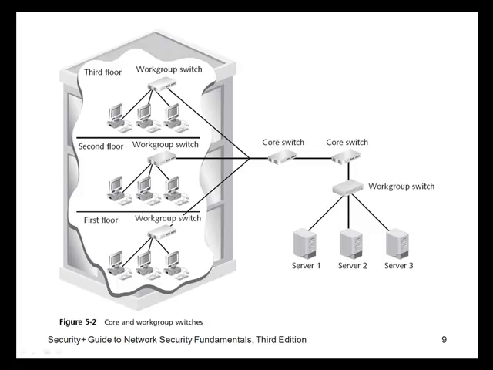Yeah, but if we had server 1 on VLAN 1, and we had 2 machines on the first floor in VLAN 1, and 1 machine on the second floor in VLAN 1, and all 3 machines on the third floor in VLAN 1, then they would be communicating with server 1, not server 2 and server 3. Okay?